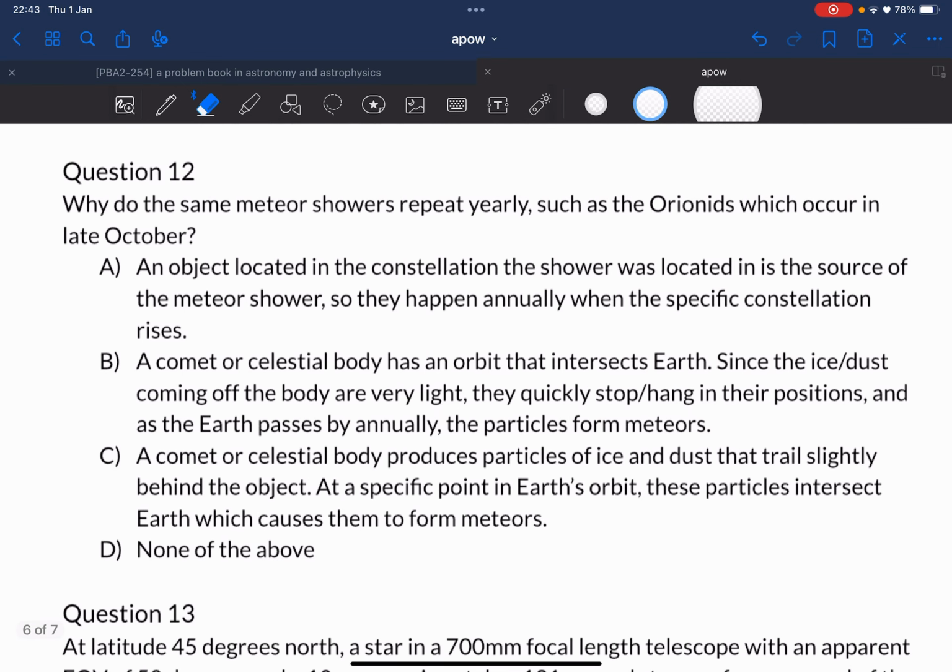As for question 12, the phrasing is really weird for this one, okay? The phrasing is also kind of weird for the correct answer. But the answer is B.